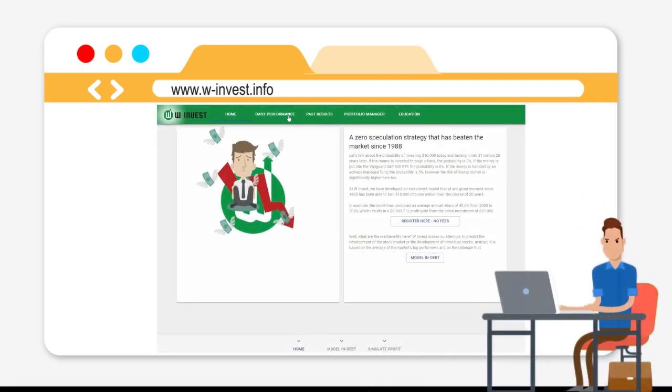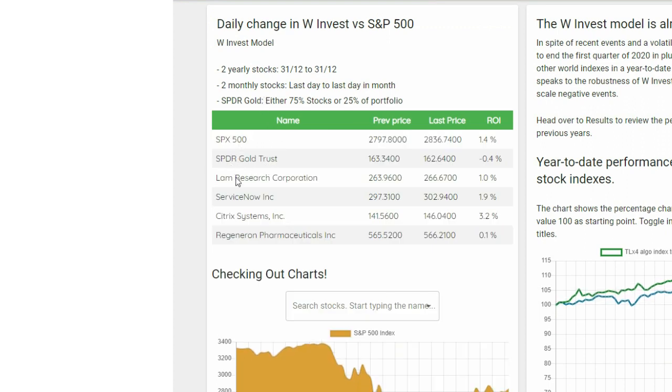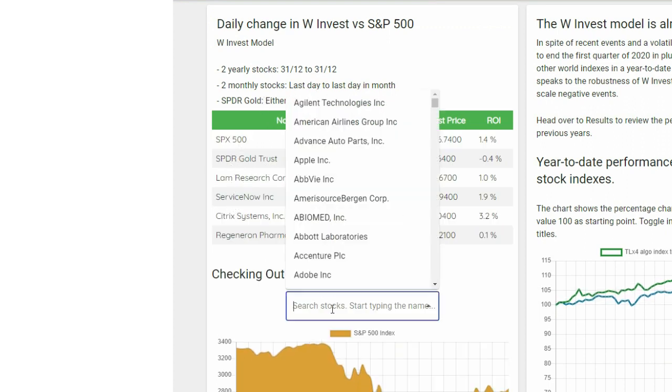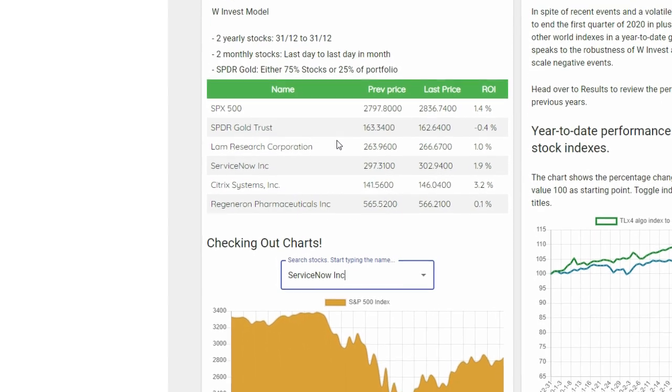When you click on Daily Performance, you will see in the table the stocks we have in our portfolio today. To see how a stock has moved in the last 2 months, just type the name in the field. Search stocks.